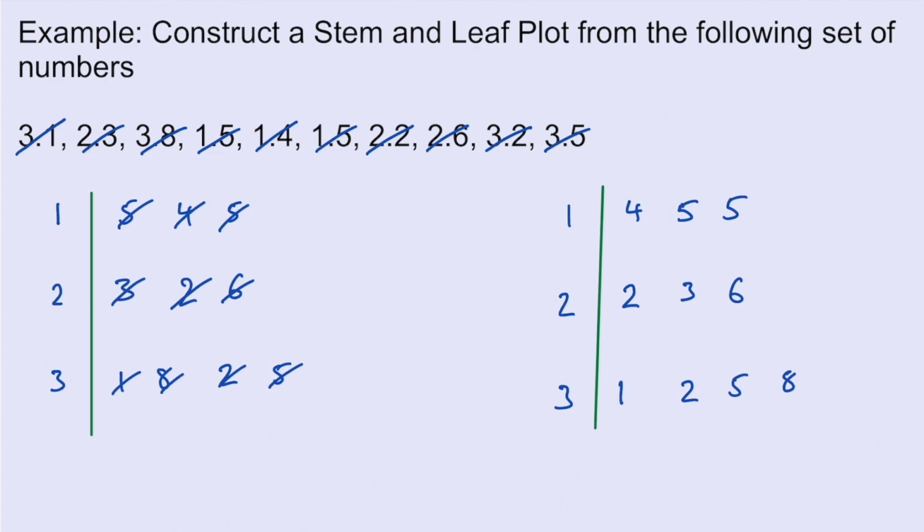What I've got on the right hand side now is an ordered stem and leaf plot, and I just need to make sure that I've got my key. So I'm just going to write key, so I've got my key there, and then make sure I write a title. In this particular case, this data doesn't represent anything in particular, so I'm just going to write stem and leaf plot.